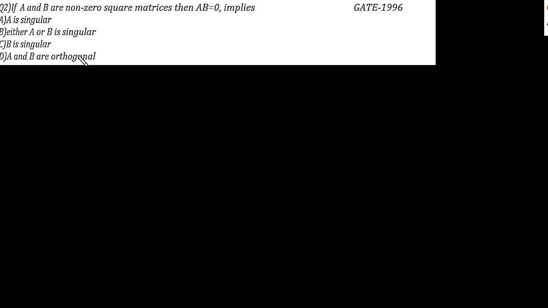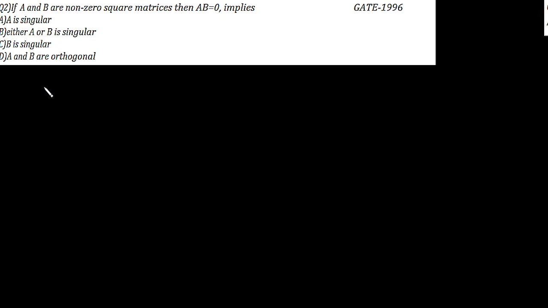Question 2 says, if A and B are non-zero square matrices and the multiplication of A and B gives a zero matrix, which is also called a null matrix. If all the entries of a matrix are zero, then we can call it a zero matrix or null matrix. If this happens, then what must be the condition of A and B such that the multiplication of these two gives the null matrix?